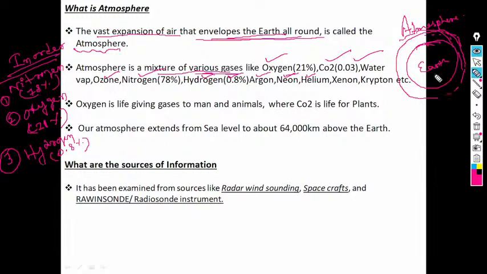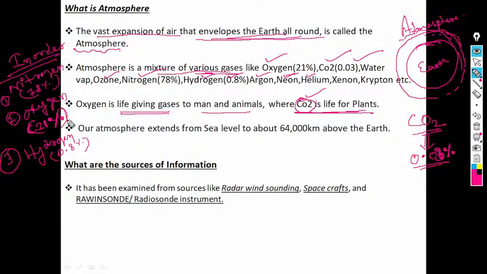Here we see oxygen is a life-giving gas to man and animals, whereas carbon dioxide is life for the plants. The carbon dioxide percentage is near about 0.03%. Though it has the minimum percentage, it has a very significant role in our atmosphere.